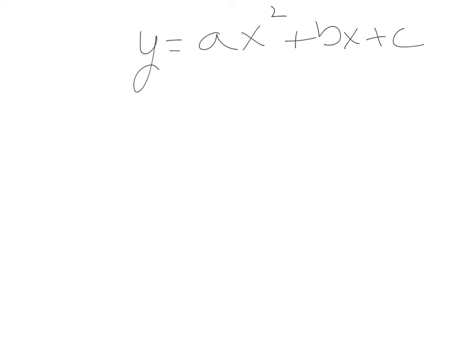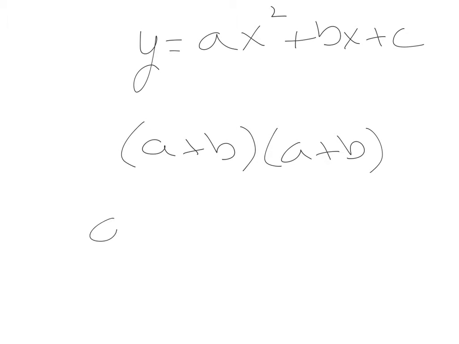Perfect square trinomials follow a very specific pattern. They result when we're multiplying two binomials that are the exact same by each other. So for instance, a plus b times a plus b results in the pattern of a squared plus 2ab plus b squared. Completing the square is about taking trinomials that are not perfect square trinomials and turning them into perfect square trinomials so that they're easier to factor.